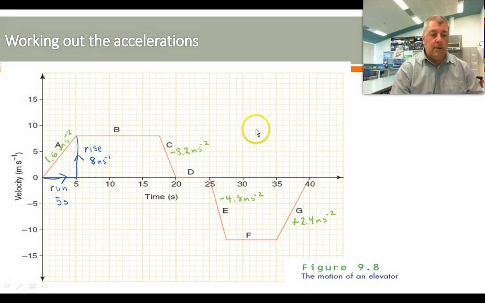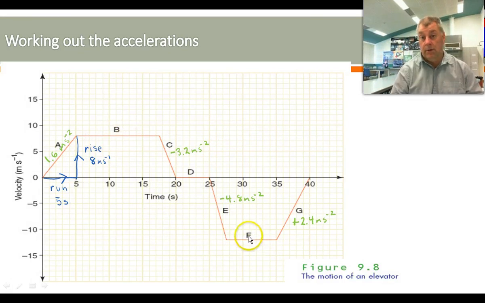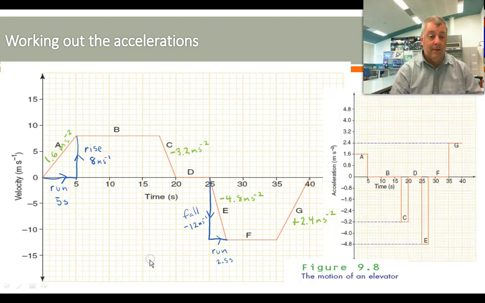Let's do that now. So we've worked out our values, recognizing, of course, that this area here and this area here have 0 acceleration. What would our acceleration time graph look like? Well, we'd be able to sketch it, but I've got one to appear shortly. Oh, there we go. Okay, and this is what our acceleration time graph looks like.